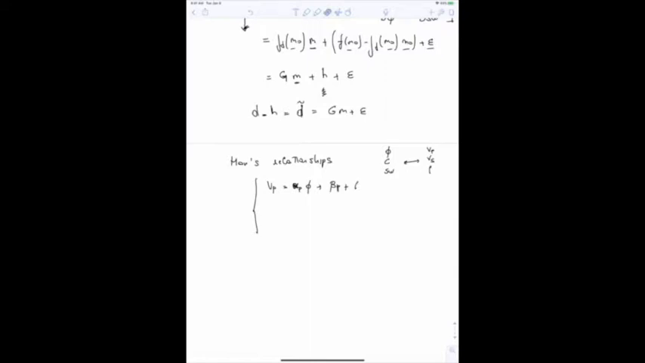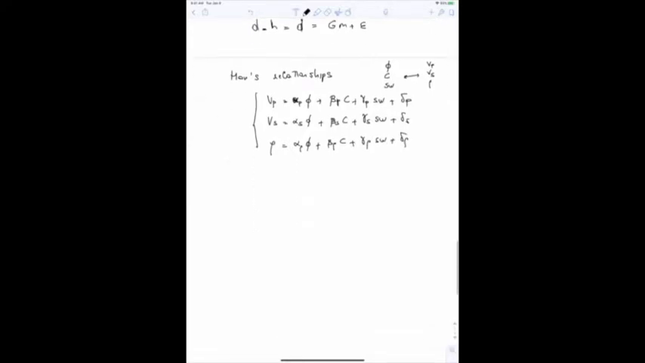Plus beta P times C, plus gamma P times SW, plus some intercept. Let's assume that there's no error for now. And then we do the same for VS. This is going to be alpha S porosity plus beta S clay content plus gamma S saturation plus delta S. And then the density is going to be alpha rho porosity plus beta rho clay content plus gamma rho saturation plus delta rho.